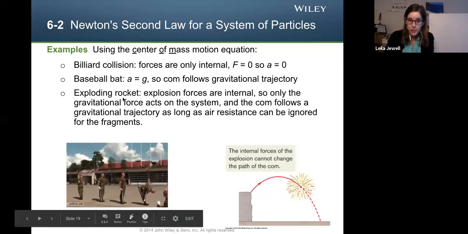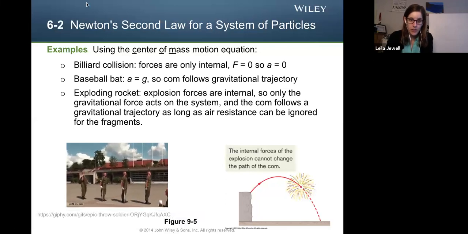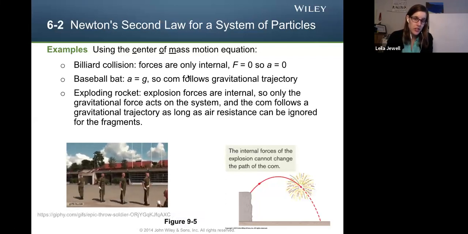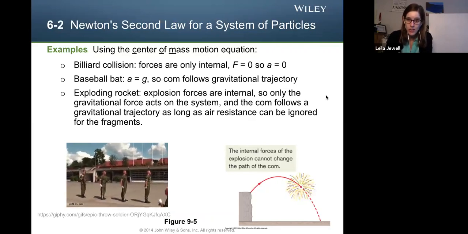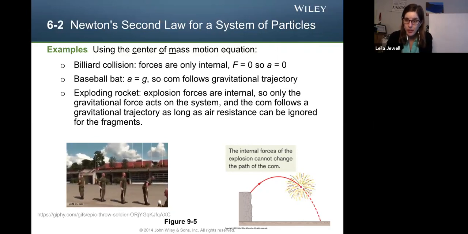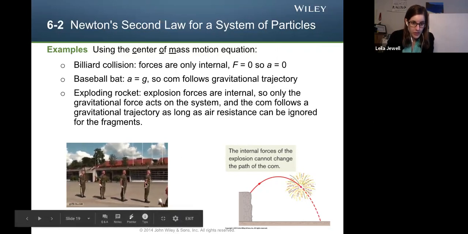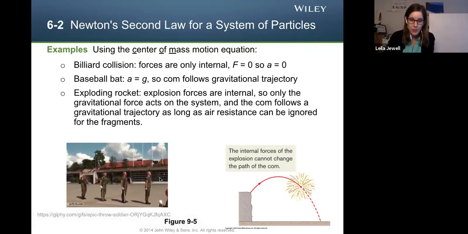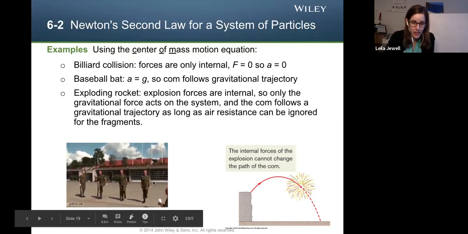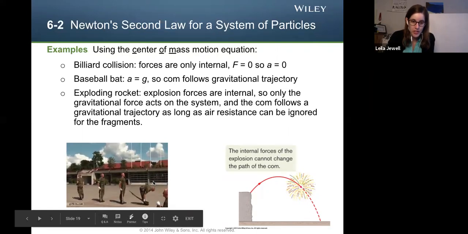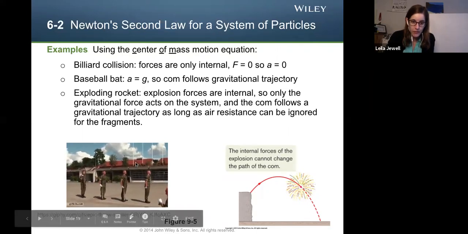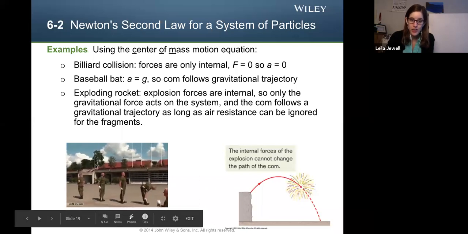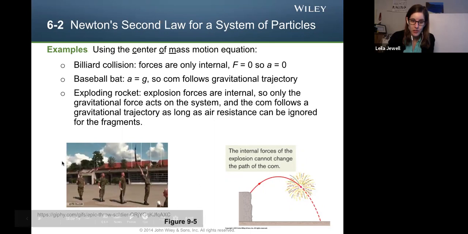Okay, another example could be a baseball bat, where A is equal to g, so the center of mass should follow a gravitational trajectory. If you fling it across the room, you should see that. I couldn't find someone throwing a baseball bat, which is probably better, but I did find these military individuals who are throwing a rifle, which is even cooler than throwing a baseball bat. You see the one in the front flings it backwards, and even while it's spinning, it follows that gravitational trajectory. It follows the arc across the way.